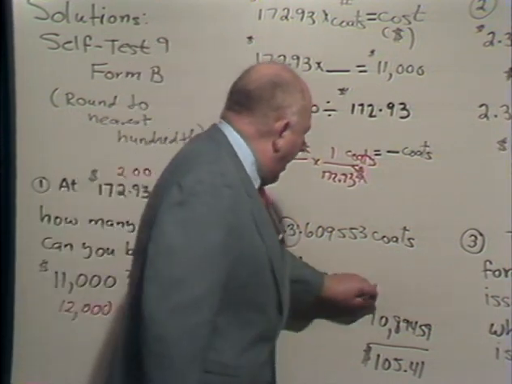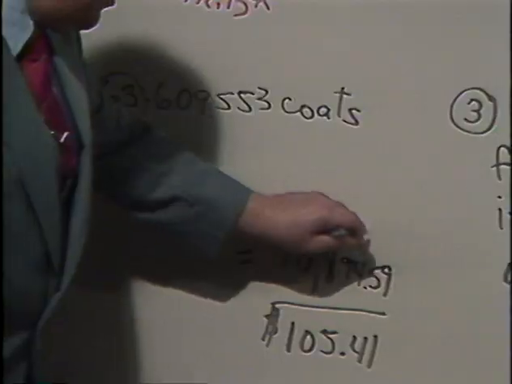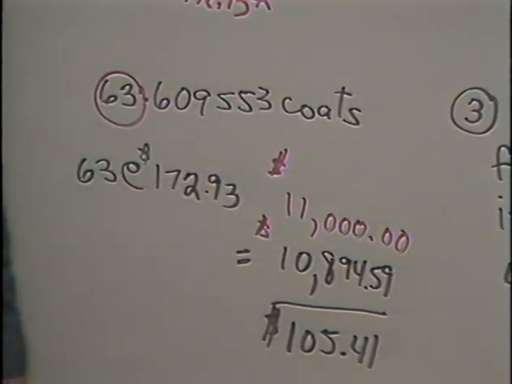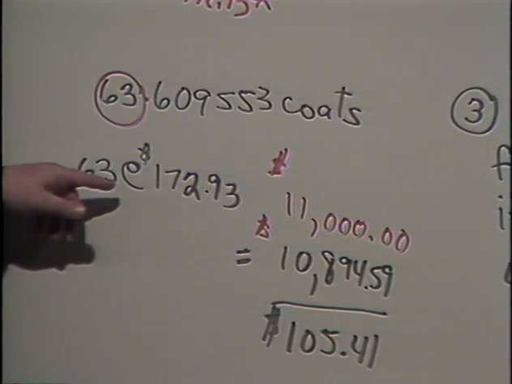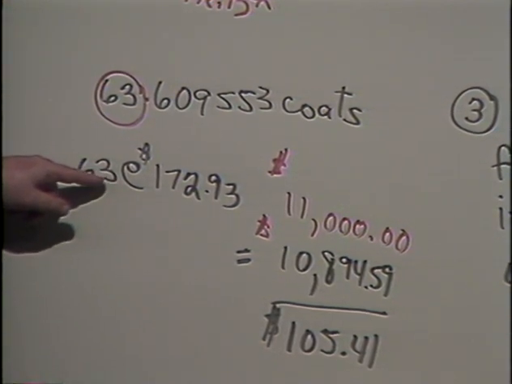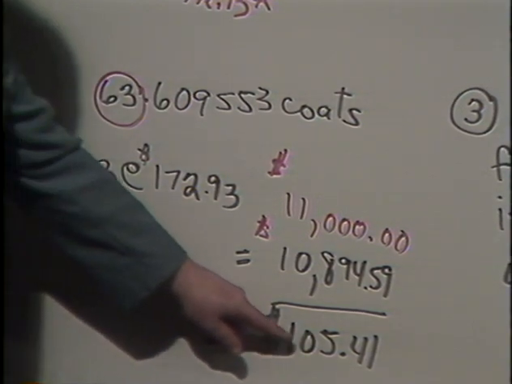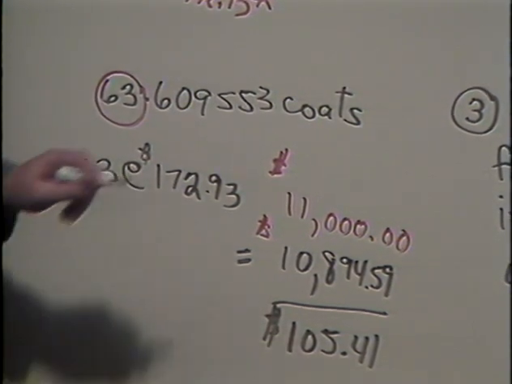And now, since I started with $11,000, I simply subtract this from $11,000, and that tells me how much money I have left over. In other words, what this problem really says is, with the $11,000, I can buy 63 coats and have $105.41 left over.